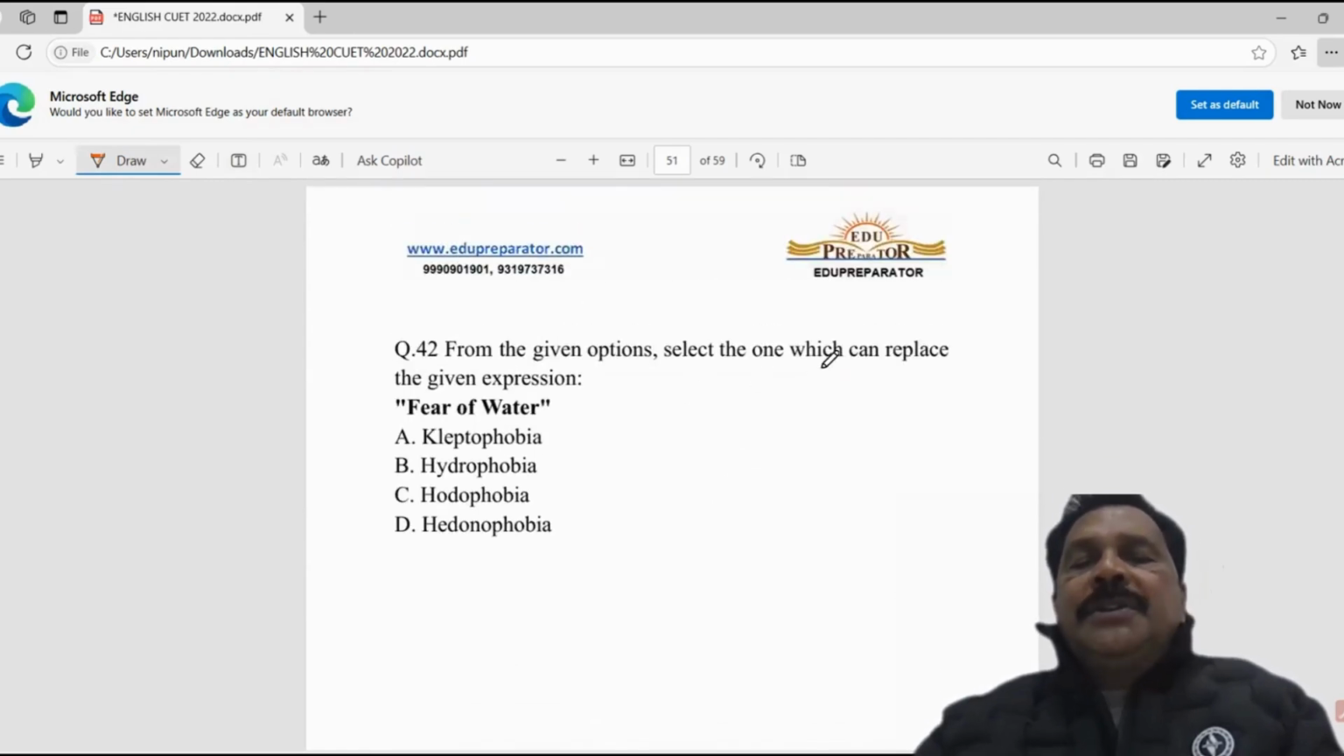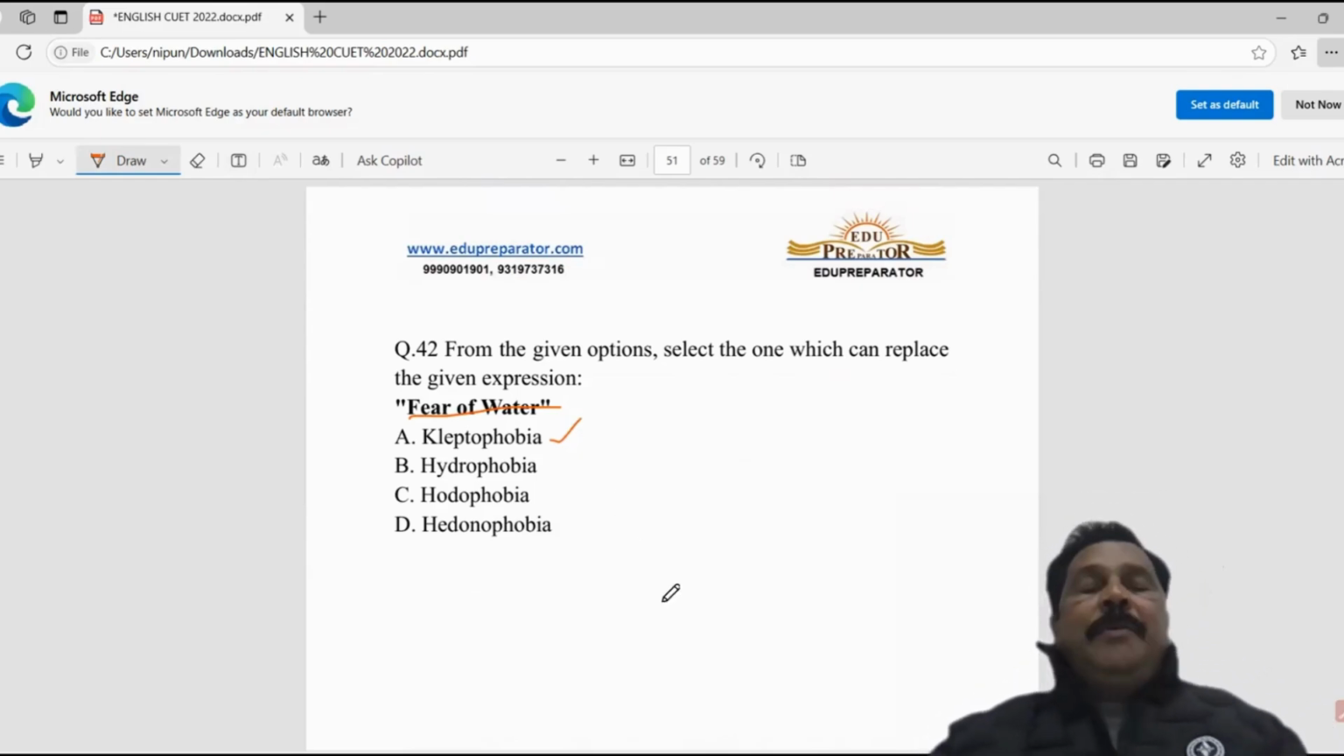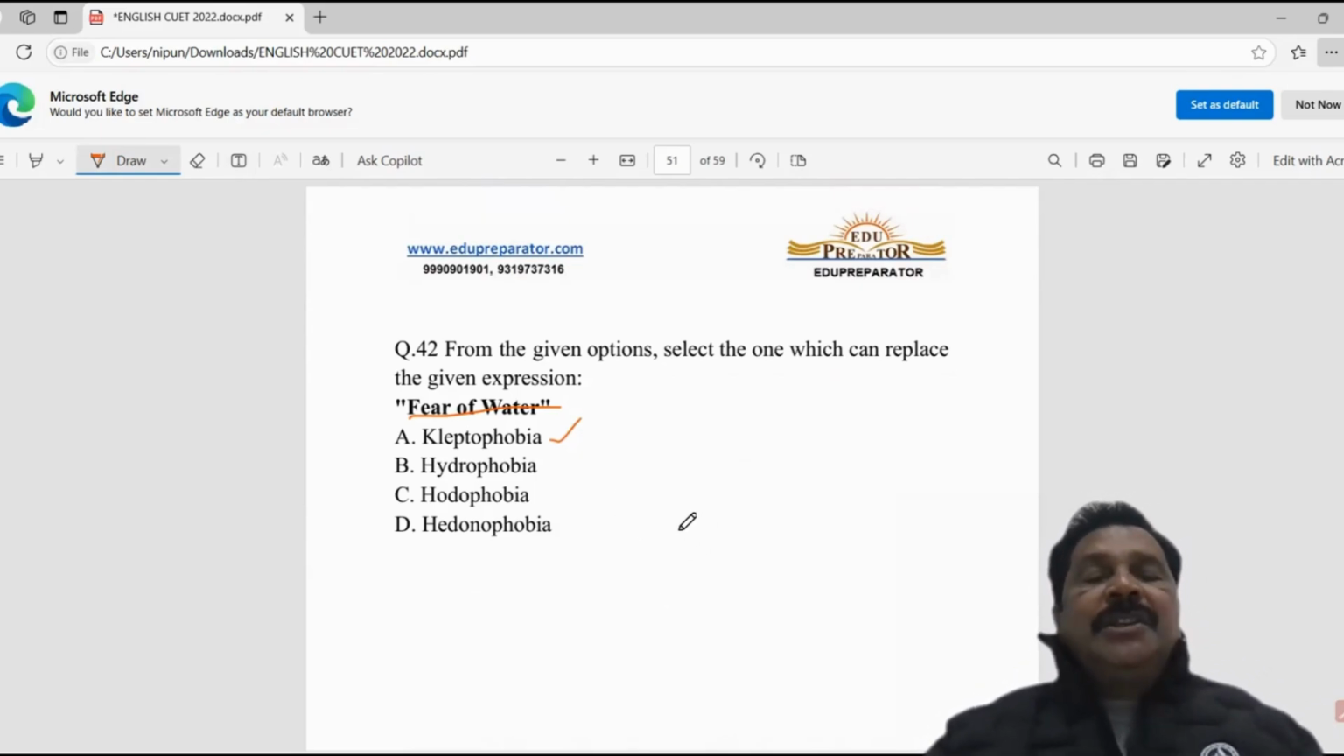From the given options, select the one which can replace the given one. Fear of water. We have kleptophobia. This word is known as kleptomania, or kleptophobia, which means the habit of stealing things from others. Hydrophobia means fear of water.